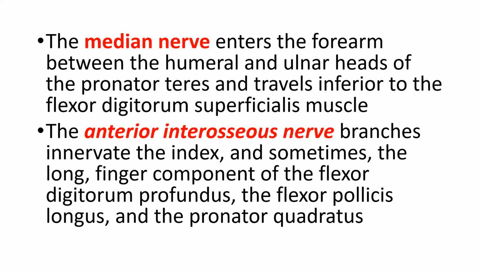The median nerve enters the forearm between the humeral and ulnar heads of the pronator teres. So don't forget, the median nerve enters between the two heads. Posterior to the pronator teres is the ulnar artery as it goes into the forearm. So you have the median nerve entering between both heads of the pronator teres, and the ulnar artery deep to the pronator teres. Don't forget that the radial artery goes into the forearm between the brachioradialis and the supinator.